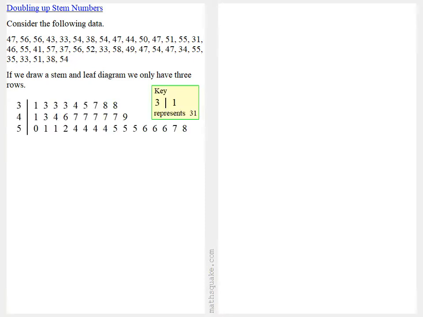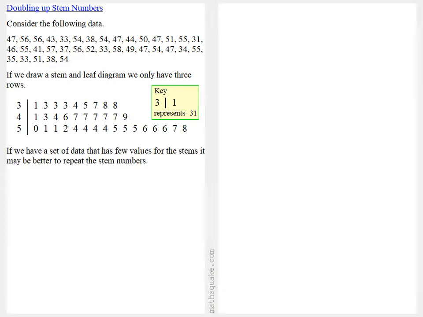This makes a very short but wide diagram. If we have a set of data that has few values for the stems, it may be better to repeat the stem numbers. What we can do is take the numbers that start with a 30 and split it into two groups, group 30 to 34 and then 35 to 39.